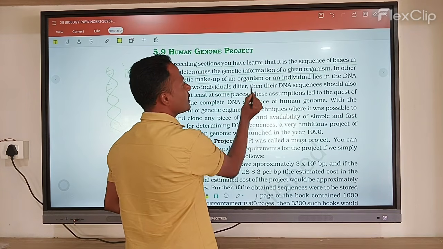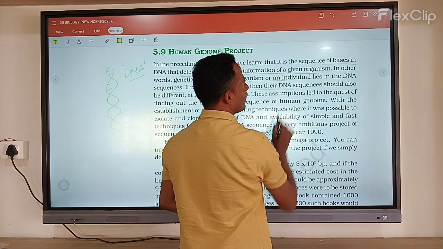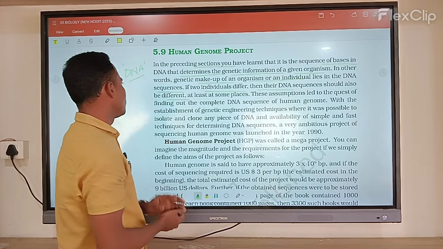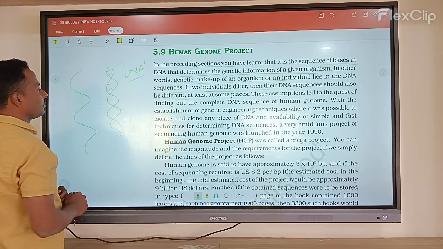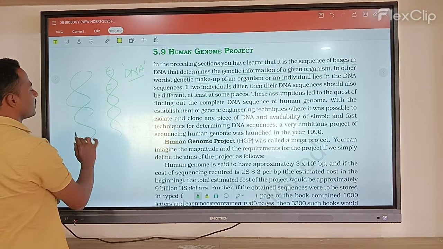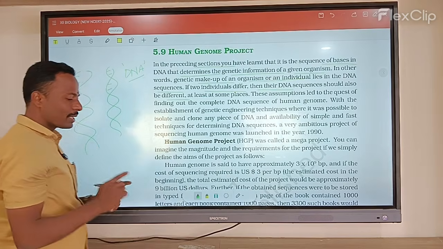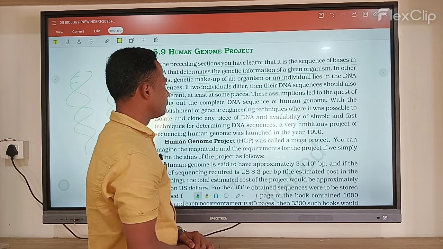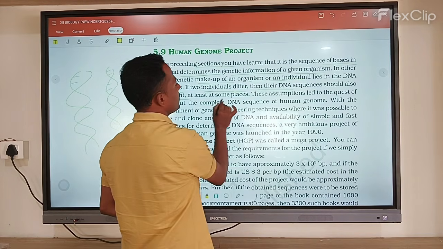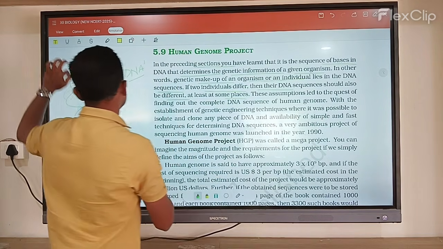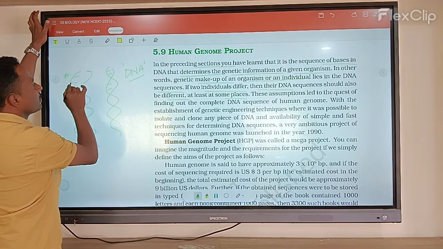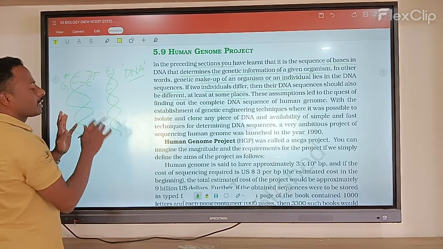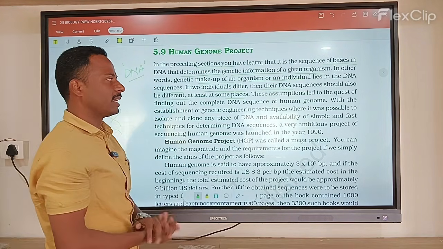If two individuals differ, their DNA sequence is also different. Here the DNA, for example, has one strand and here another strand, right? So the DNA sequence differs from organism to organism and DNA to DNA. At least in some places, for example, here adenine is present, here thymine, here guanine, here cytosine. In this way, changes in the sequence take place.